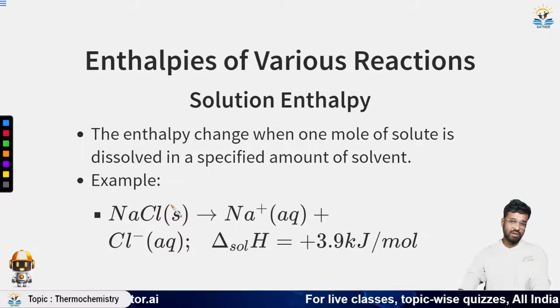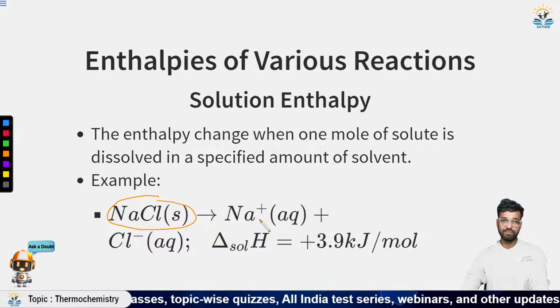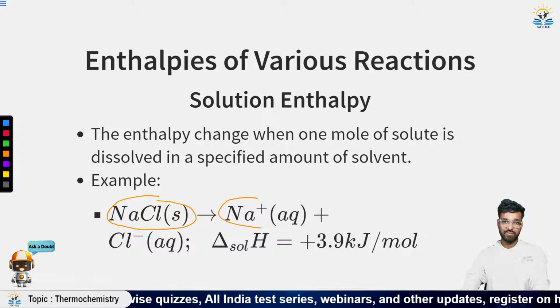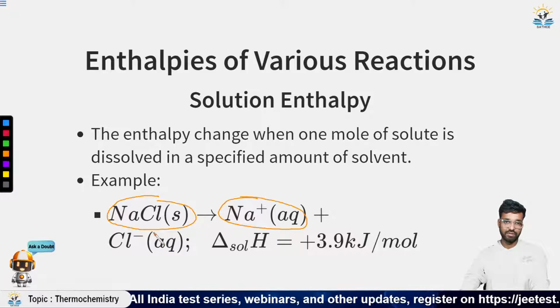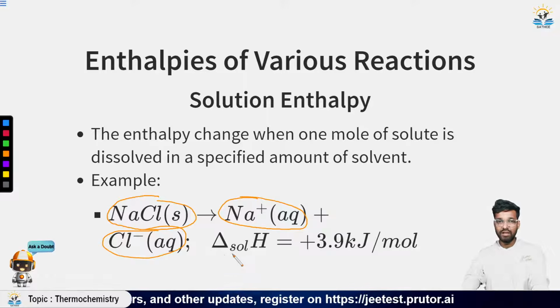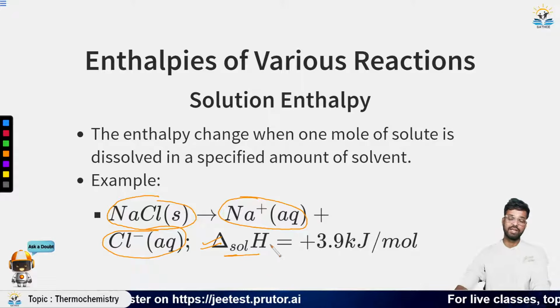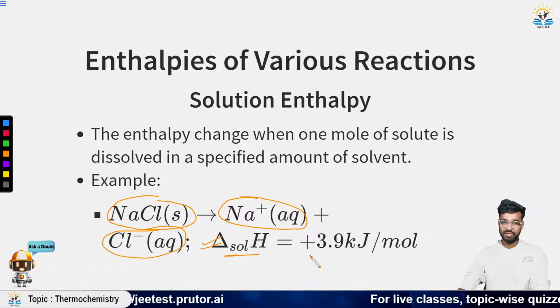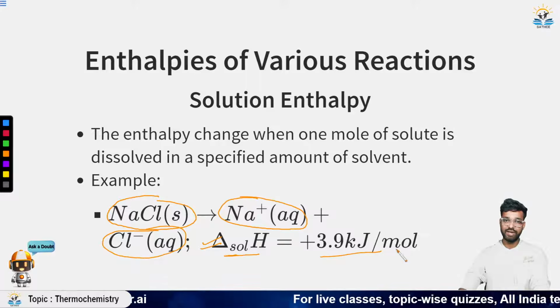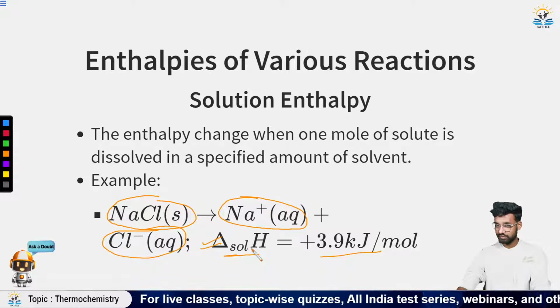Suppose we take a very simple example here. We're taking sodium chloride in solid form, and we're dissolving it in water. So we are getting a sodium plus aqueous ion, okay, and a chloride minus aqueous ion. And the enthalpy change accompanying it is called delta H sol, or the enthalpy change of solution, which is 3.9 kilojoule per mole for sodium chloride. Okay.